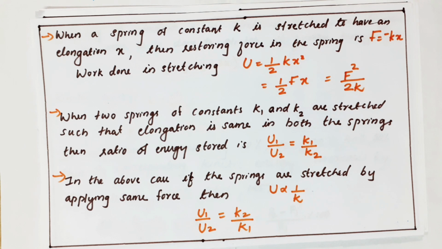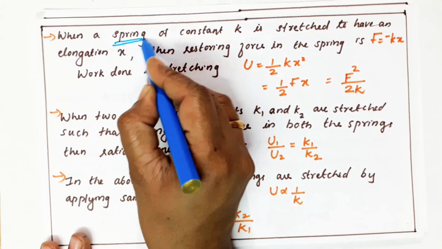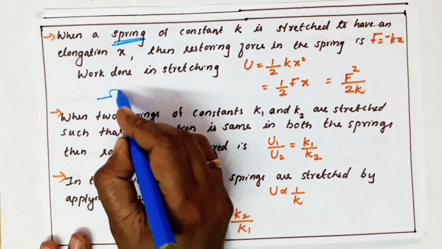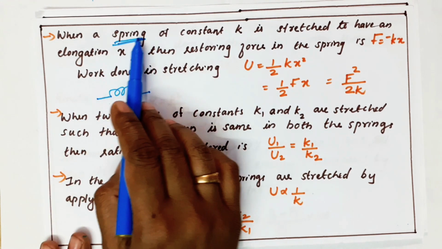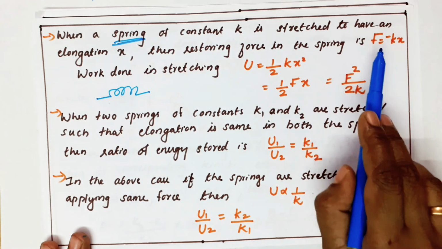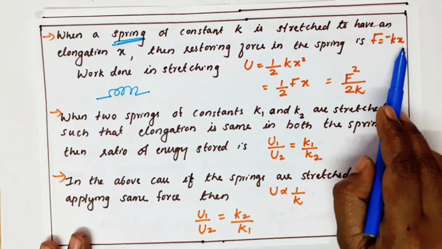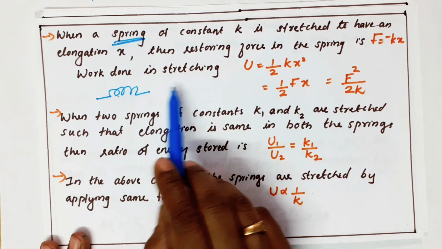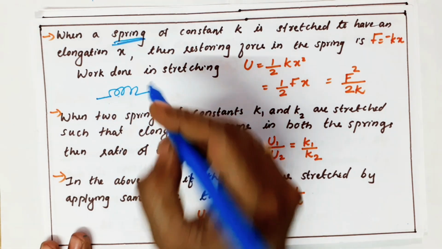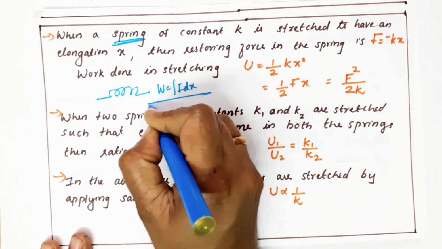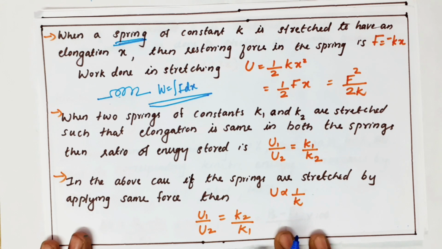Now the next case is the spring. Another main concept of this chapter is the spring. If a spring of constant k is stretched to an elongation of x, what will be the restoring force? F equal to minus kx. If we want to stretch it, we have to do some work. That means the work done is nothing but the integral of f dx. Remember the formula: work done is equal to the integral of f dx.